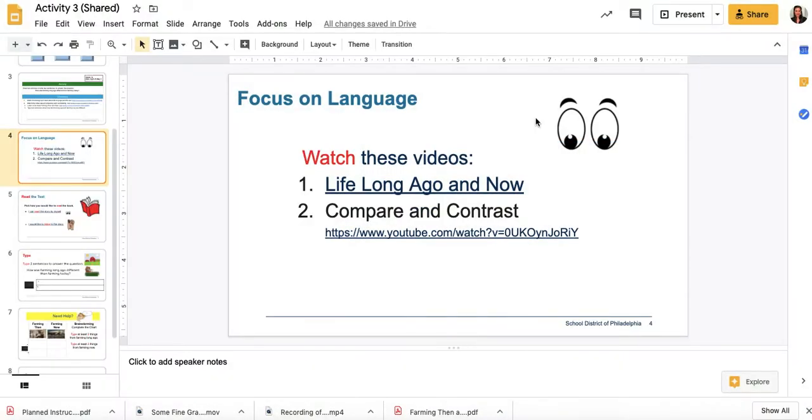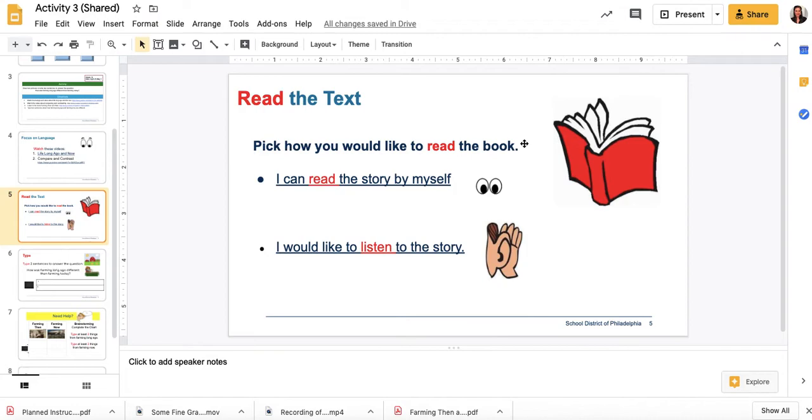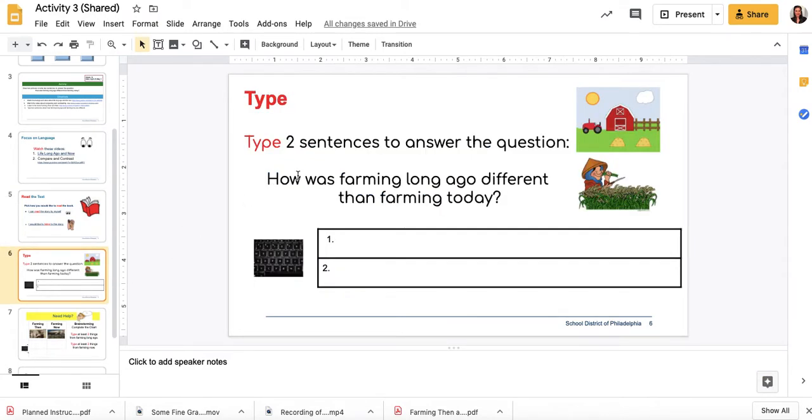All right, now that we've watched our videos, let's see what comes next. So they want us to read the text next, but before we read, let's be reminded of what we're doing today. We need to type 2 sentences to answer the question, and remember, we're not going to type, we're going to do this on paper, and I'm going to show you how to do that. So how was farming long ago different than farming today?